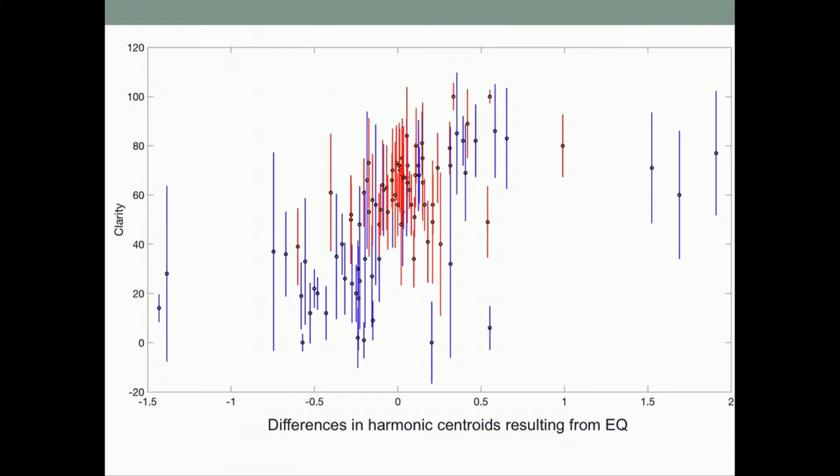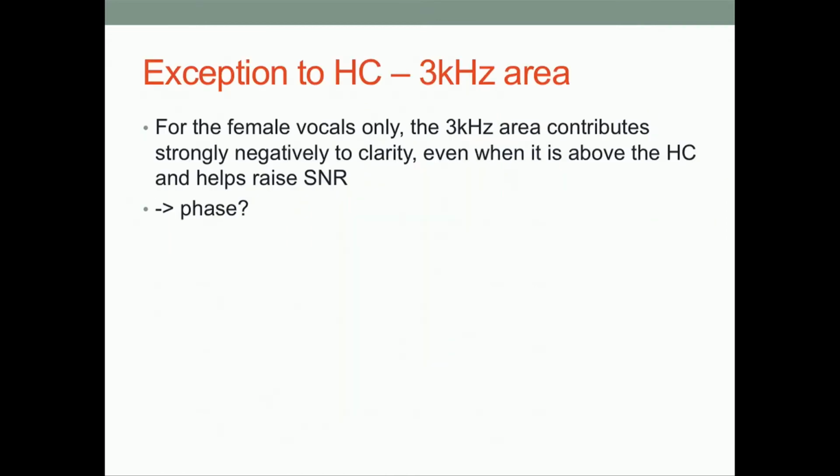And what we can see here is that I plotted boosts and cuts separately, and the cuts were the red ones, and it turns out that they just didn't move this harmonic centroid far enough, maybe for clarity to change.